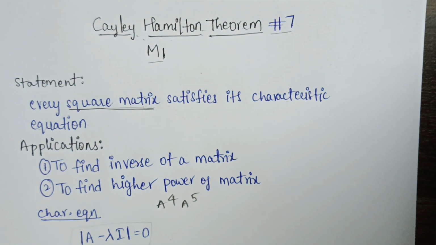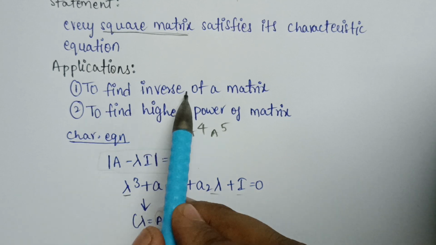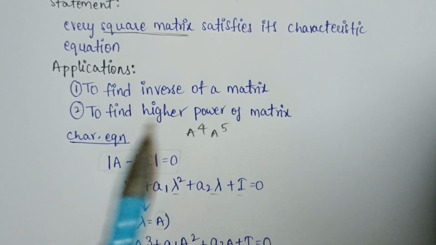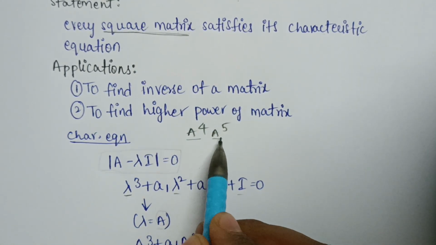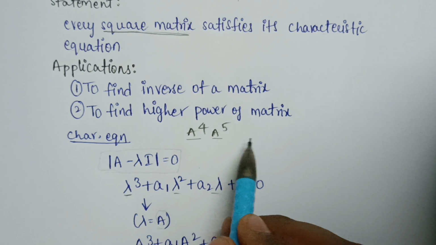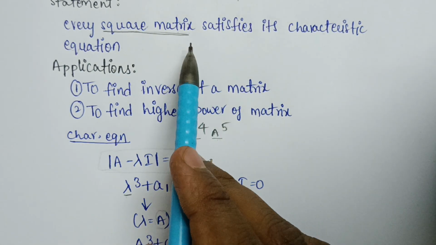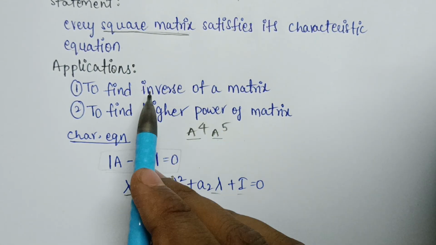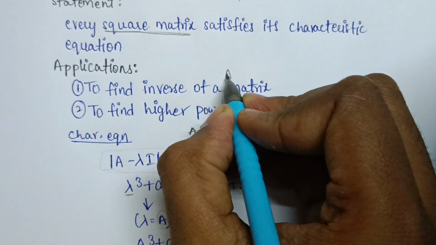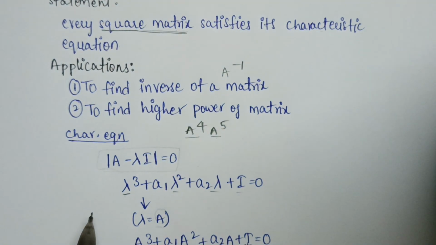So how are the questions asked in the exam? Applications: to find the inverse of a matrix, to find higher powers of a matrix. So to find A power 4, A power 5, and A power 6 and so on, we use the concept of Cayley-Hamilton theorem, and to find A inverse also we use Cayley-Hamilton theorem.